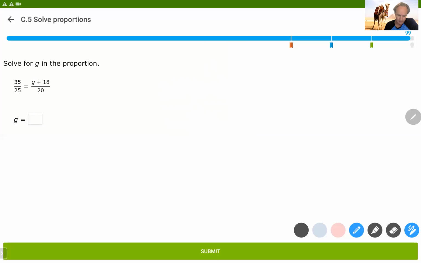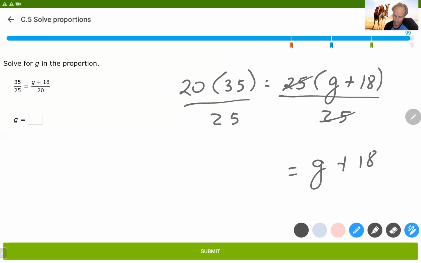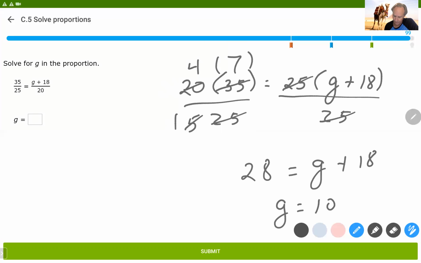Oh, this is endless. Okay, so 20 times 35 equals 25 times g plus 18. Guess they want to make darn sure I got it. So I'm going to divide by 25. And my g plus 18 is by itself. And 5 goes into 25 5 times, into 24 times. 5 goes into 5 once, and into 35 7 times. Get 28. Subtracting 18 gives us g equals 10. I just subtracted 18 on both sides.